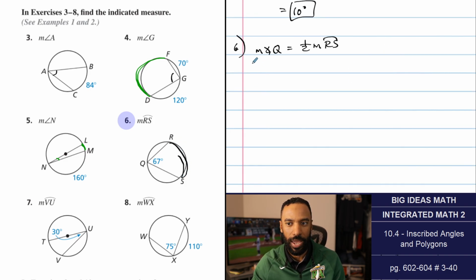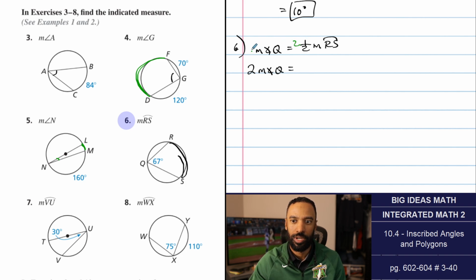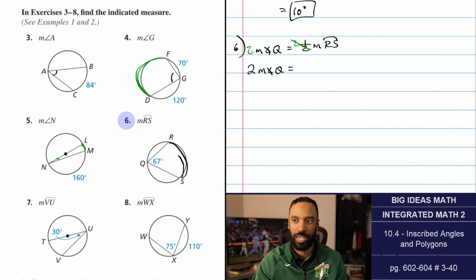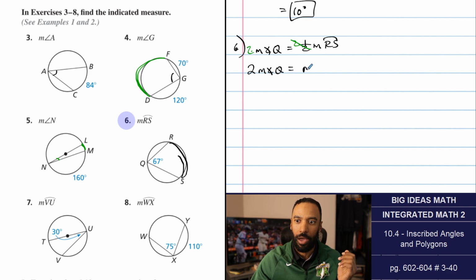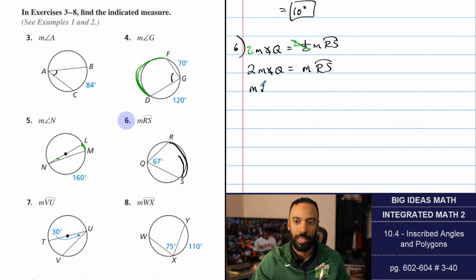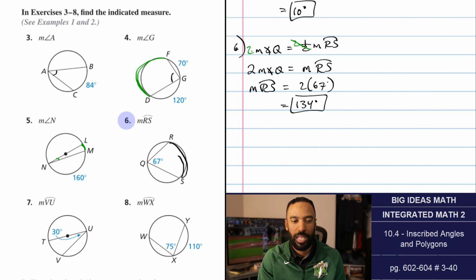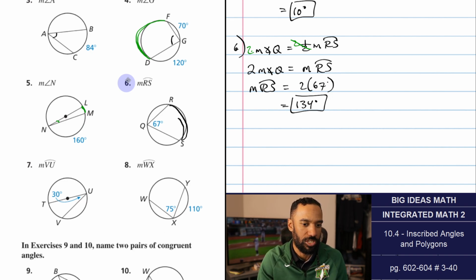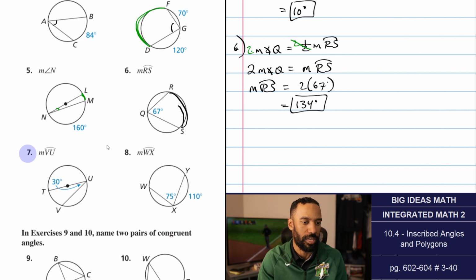So let's say it the other way now. If I double the measure of angle Q, so multiply both sides by 2, the 2's cancel here. If I double the measure of angle Q, I will get the measure of arc RS. And that's how I'm going to say that from here on out. The intercepted arc is double the measure of the inscribed angle. So we're going to double 67 degrees, and we get 134 degrees. And that's going to be true for these other two, assuming it's as simple as that. Probably not always, but let's look at number 7.